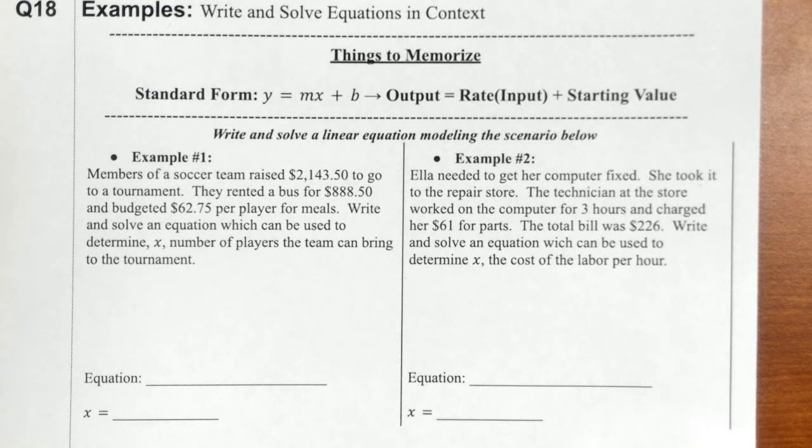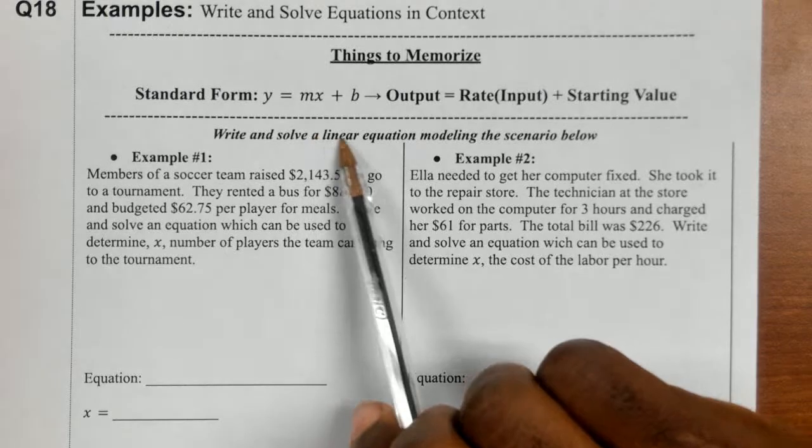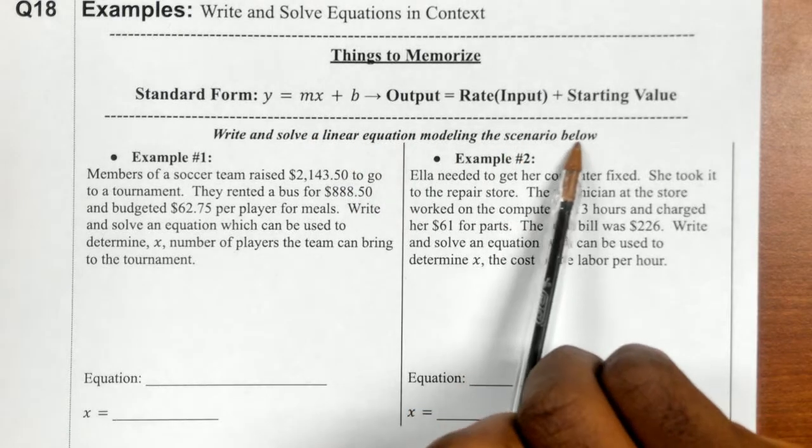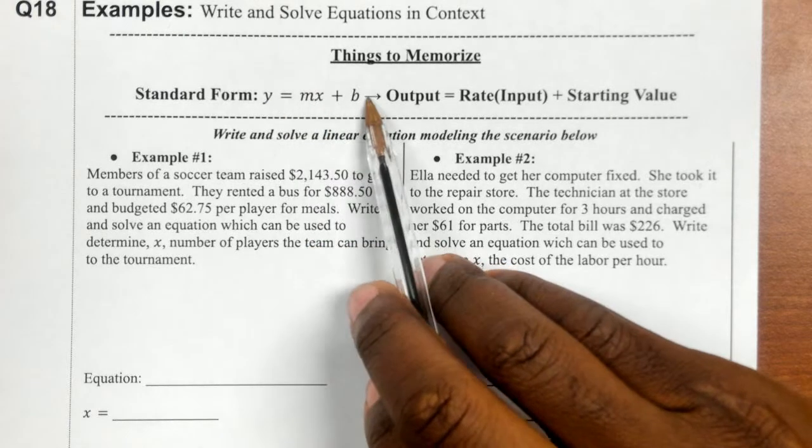Question number 18 wants us to write and solve equations in context. Whenever we're trying to evaluate an equation in a context, we need to figure out what the equation is even asking us to do. We have a hint with the question. It says write and solve a linear equation modeling the scenario below. So we know that linear means y equals mx plus b.